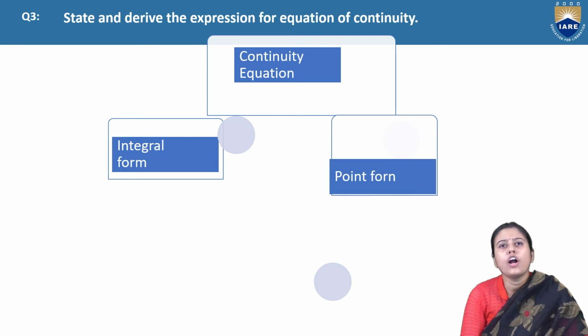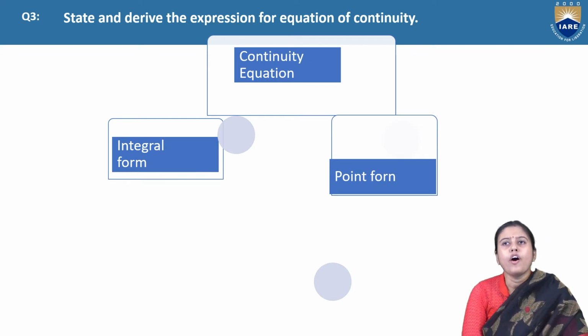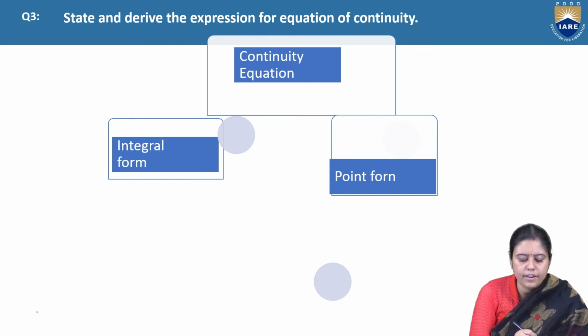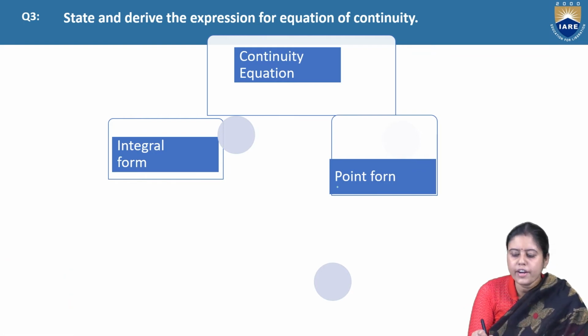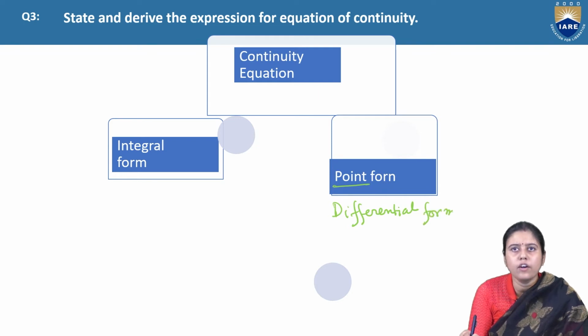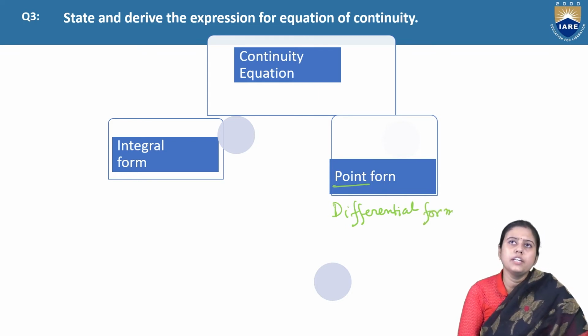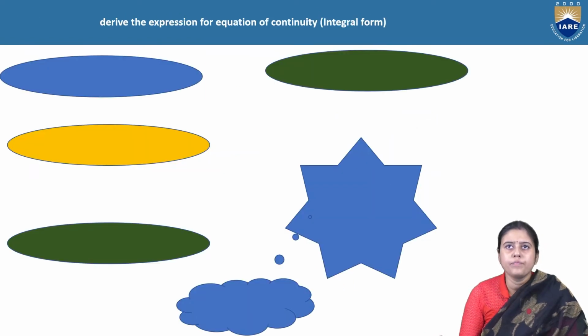Continuity equation is basically of two types. One is in the integral form, another is known as the point form. Point form is also, as I told earlier, known as the differential form. So a question may come in any language, either continuity equation in integral form or continuity equation in differential form. We will discuss these one by one. First we will discuss the expression of continuity in integral form.